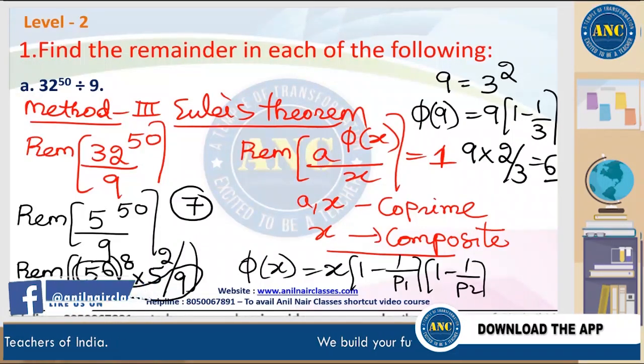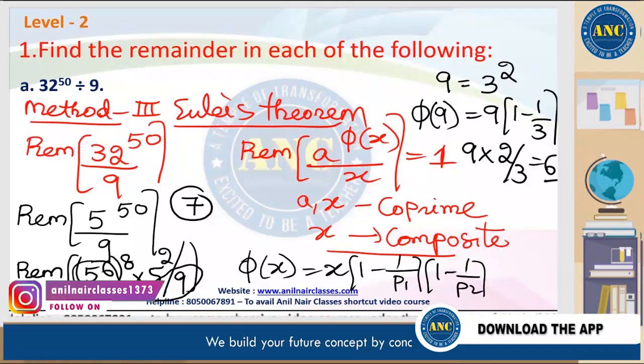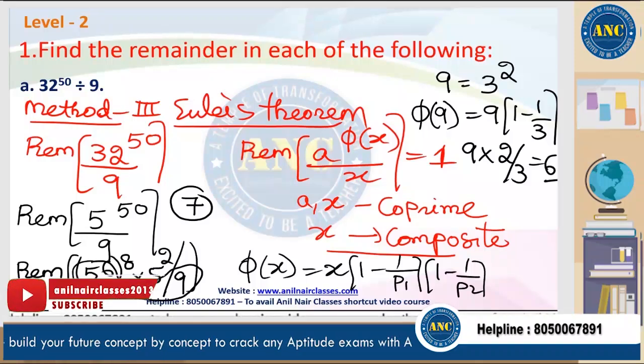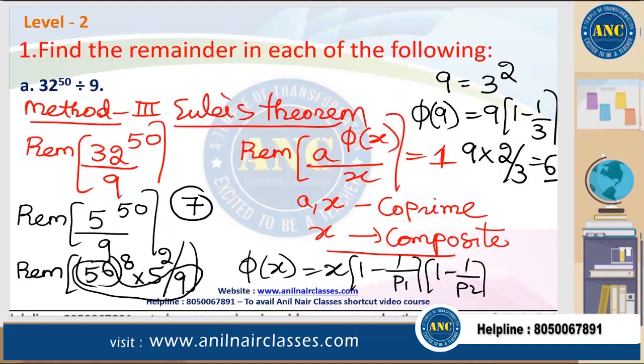Obviously there will be a difference of 30 to 40 marks. 5 power 50, Euler's theorem. First question, three methods I solved it. Second, I will make you habituated to how to look at the answer options we proceed.